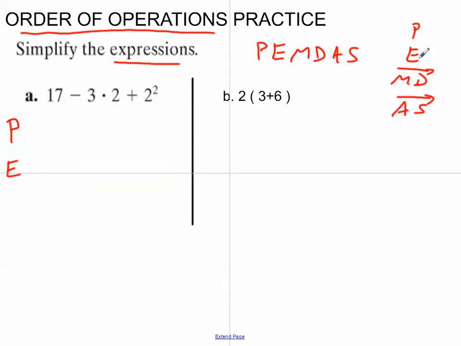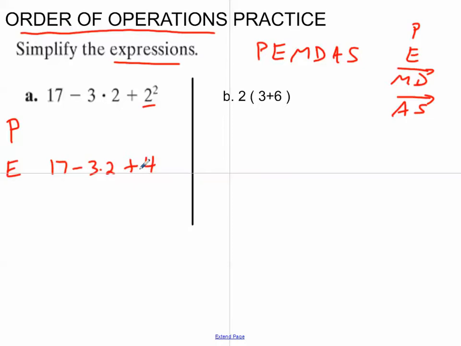We did the P for parentheses. E is for exponents. Because we've got an exponent here, we're going to change that down here, but I go through my expression and ask what isn't changing as well. 17 is not changing, minus 3 times 2 is not changing, and plus 2 squared is 4. 2 squared means 2 times 2, the base times itself twice. So 2 times 2 is 4, 2 squared is 4, and now we've cleared out our exponents. And that's what changed here.